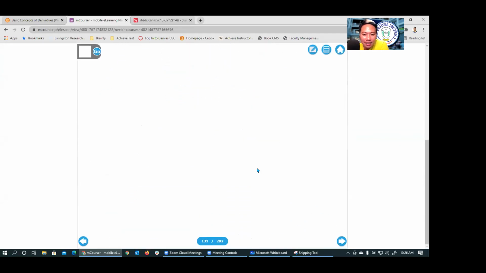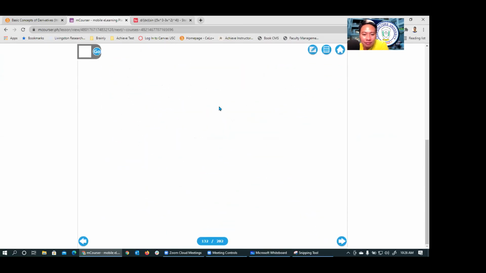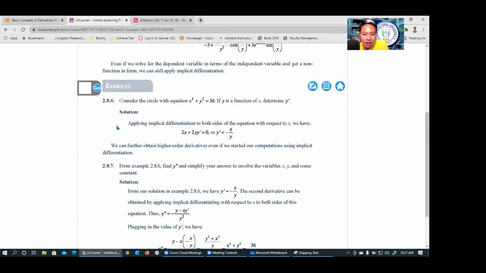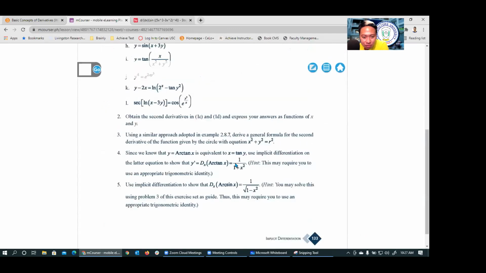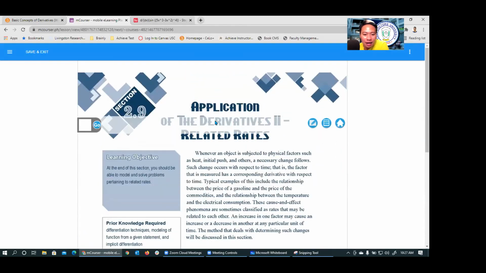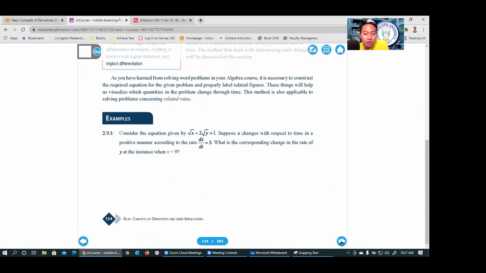And yeah, that's it. So next meeting, we're gonna talk about more examples of implicit derivative. So we're gonna talk about how to move on to the application of derivatives, related rate. So this was the example.